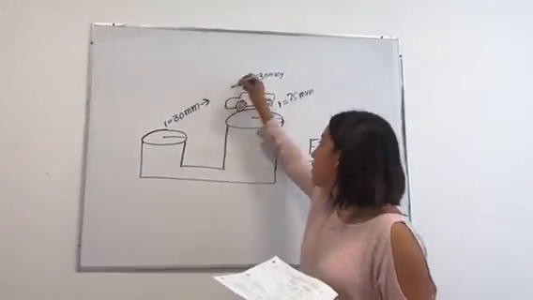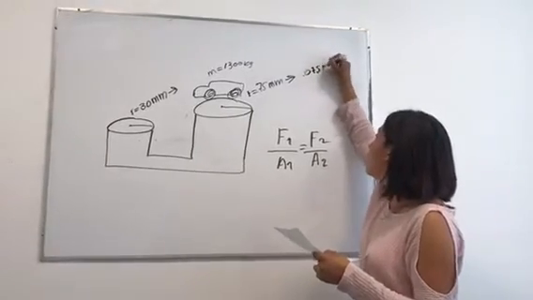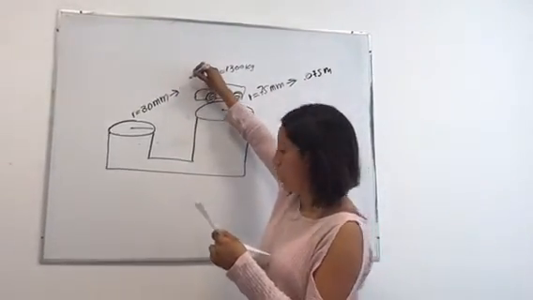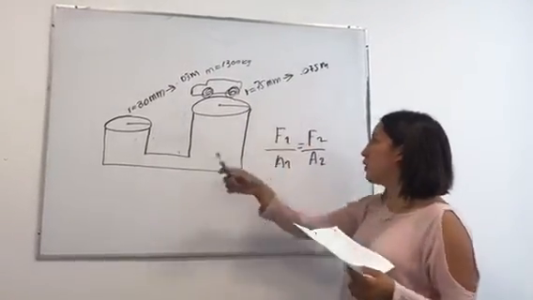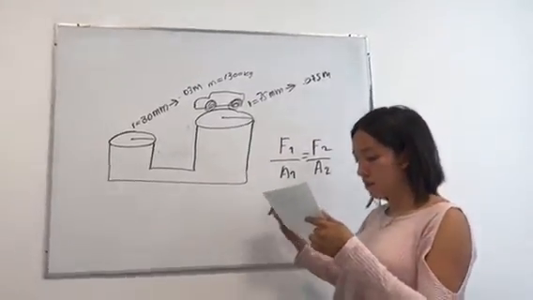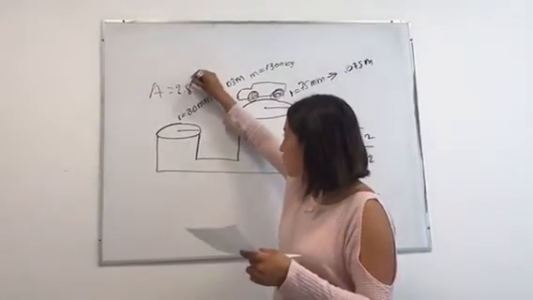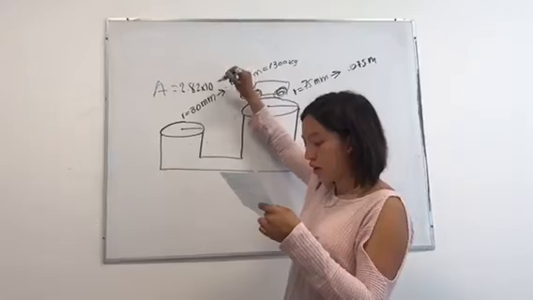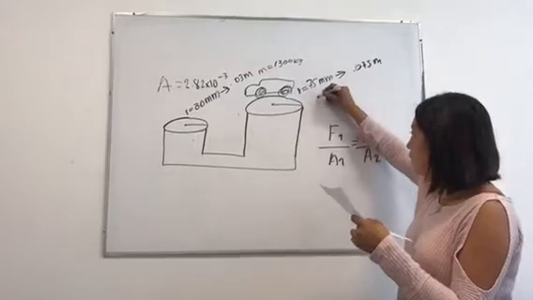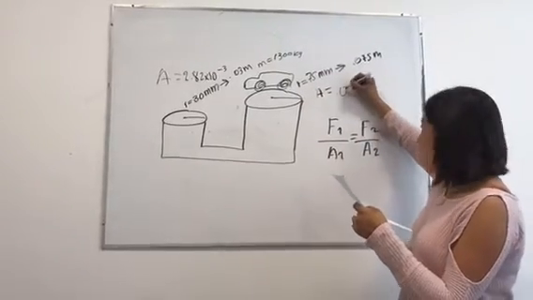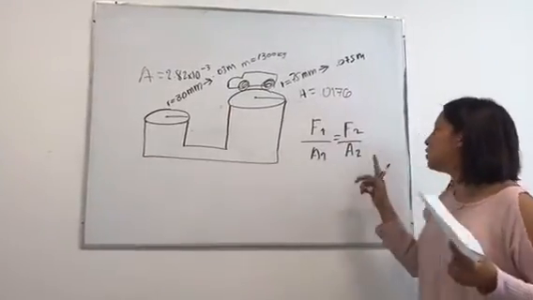Well, first we need to convert millimeters to meters. This is gonna be 0.075 meters and this 0.03 meters. So once we have both in meters, we can calculate the area of both. The area of the input piston is gonna be 2.82 times 10 to the minus 3, and the output piston is gonna be 0.0166. So once we have area 1 and area 2, we can use this formula.